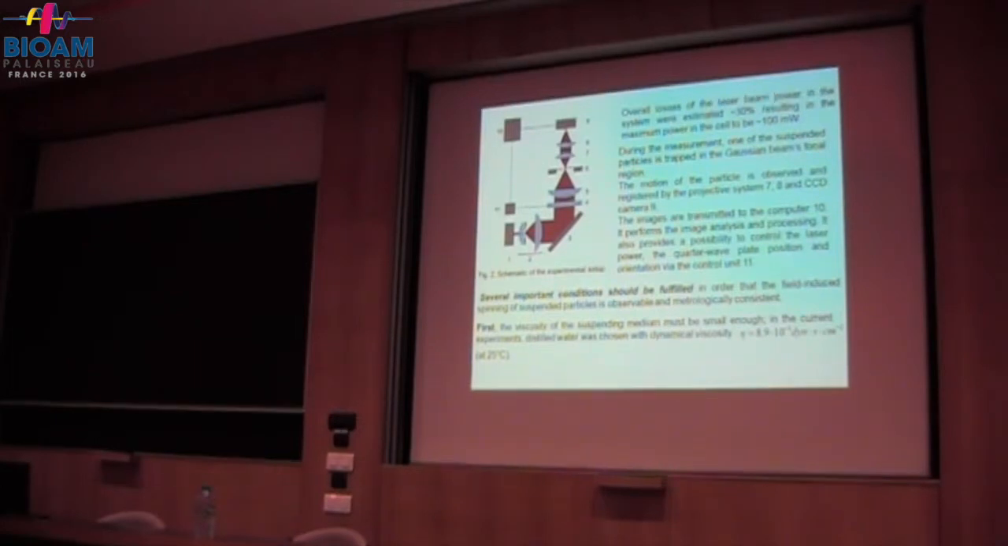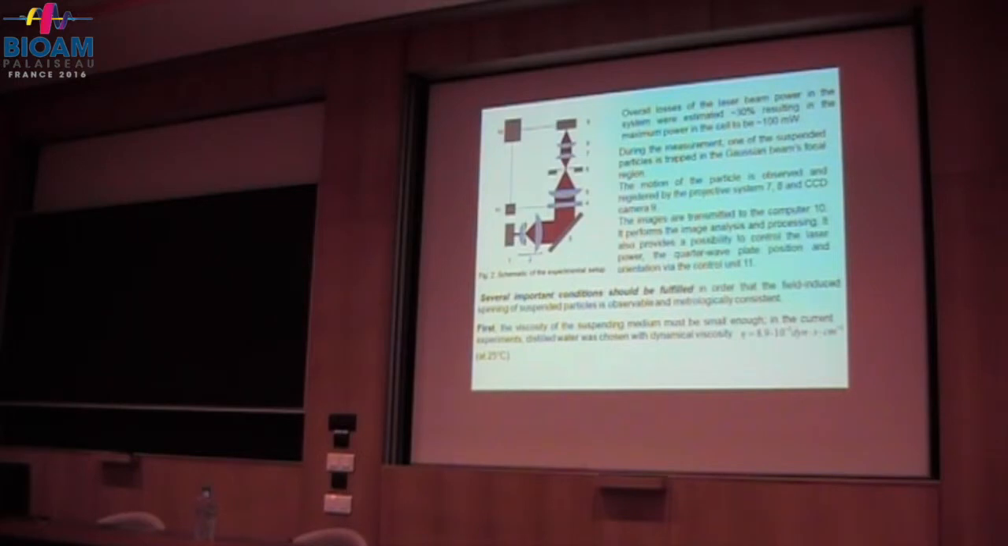Overall losses of the laser beam power in this system were estimated as about 30%, resulting in a maximum power in this cell of 100 milliwatts. During the measurement, one of the suspended particles is trapped in the Gaussian beam's focal region. The motion of the particle is observed and registered by the projective system 7 and 8 and the CCD camera 9. The images are transmitted to the computer 10. It performs the image analysis and processing. It also provides the possibility to control the laser power, quarter wave plate position, and orientation.